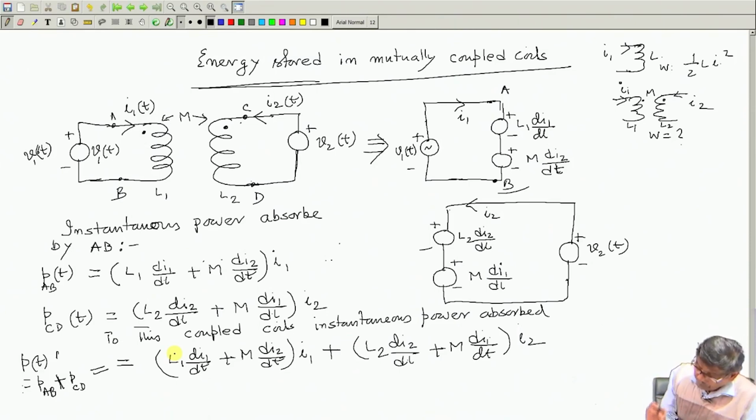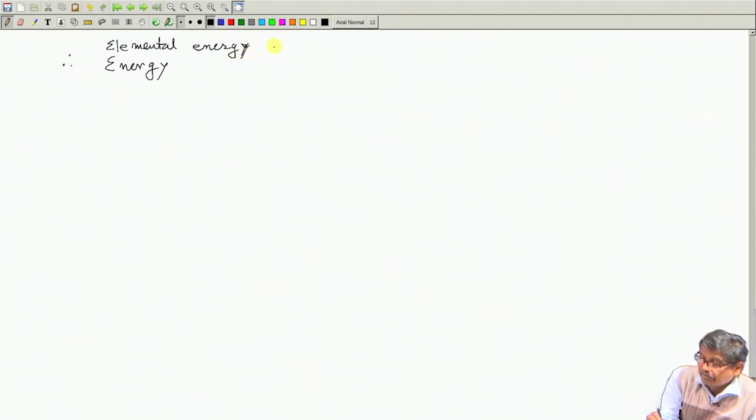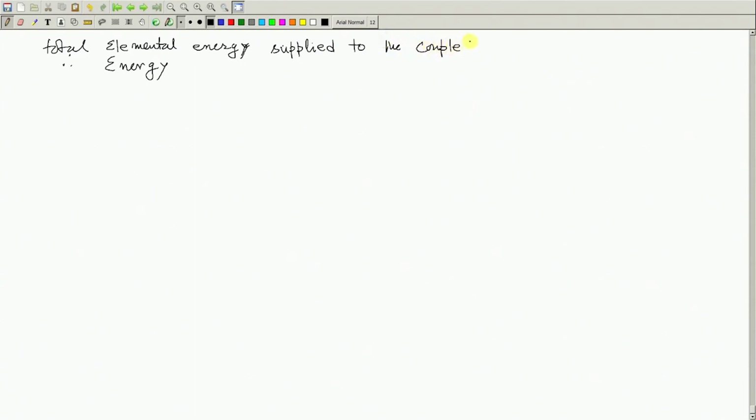Okay. Therefore, the elemental energy supplied to the coupled coils in time dt will be dW equal to P_T into dt, is it not?